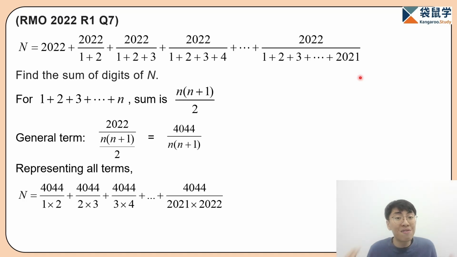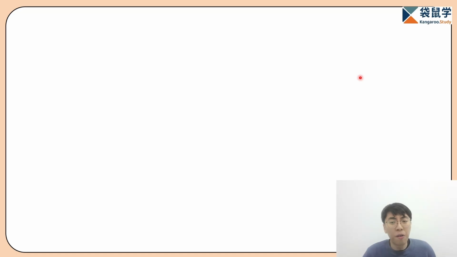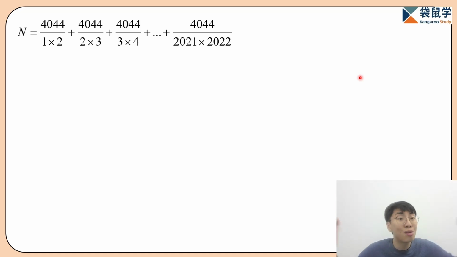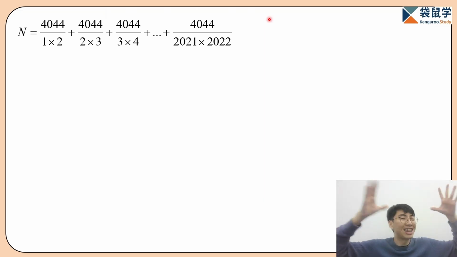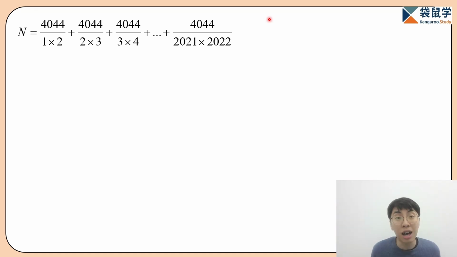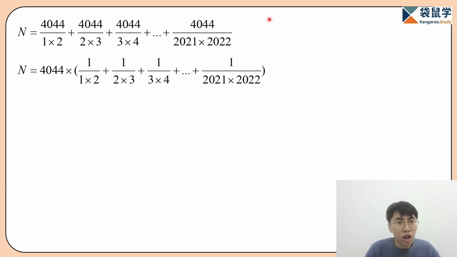Once I have this, what do we do now? Since I have this equation, we notice that all of them have the exact same numerator. So since all of them have the same numerator, what can we do about it? Well, we can take out the numerator and put it in front. Now, what do we notice about this part within the brackets?